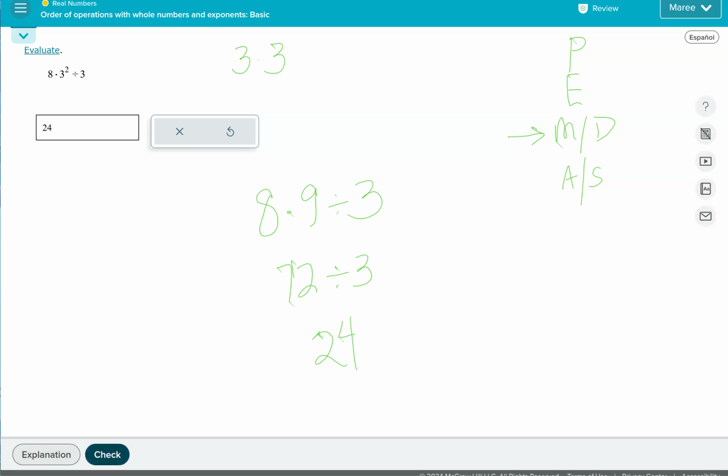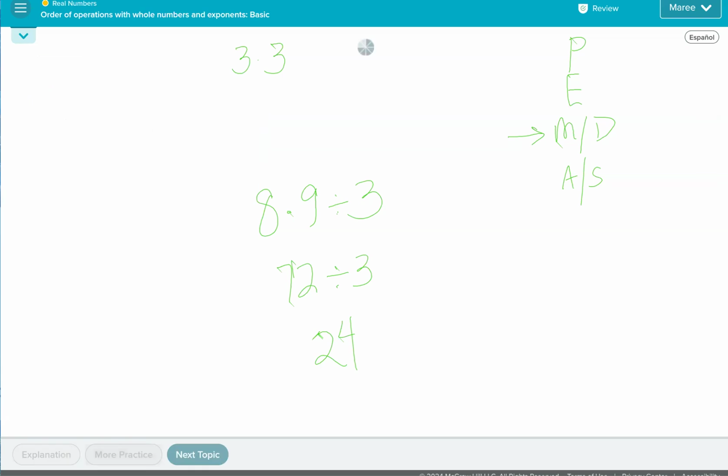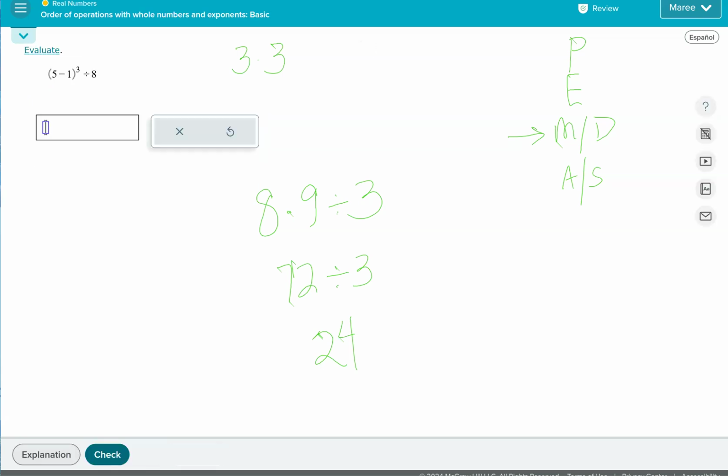And we'll do one more problem. I'm going to leave that pen down up there. Where's my eraser? Okay, so we're going to start with our parentheses. Okay, so we want to simplify what's in parentheses first. So we have 5 minus 1, which is 4.